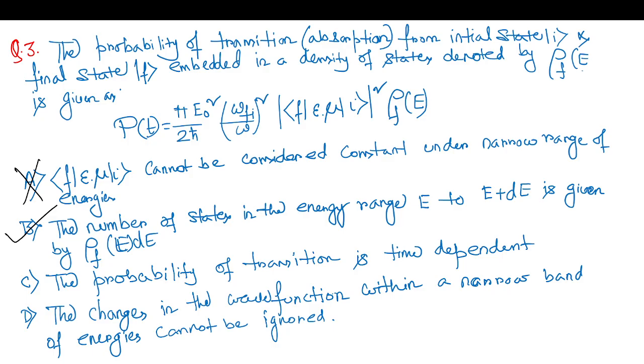The probability of transition is time dependent. Of course, it is time dependent. The excitation is always time dependent. That's what we started with, the time dependent perturbation theory. And option D says the change in wave function within the narrow band of energies cannot be ignored. It should be ignored, otherwise if the wave function changes, maybe the dipole moment integral goes different and may tend to zero.